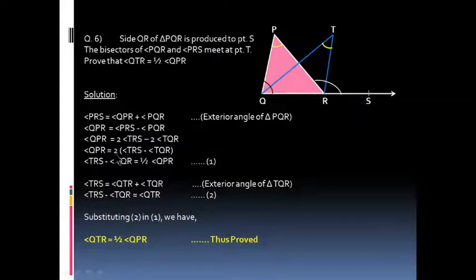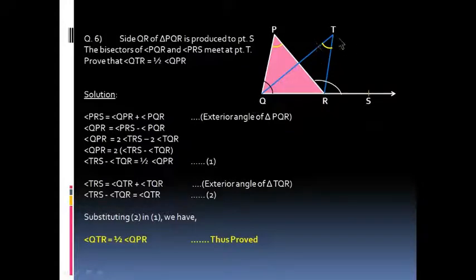So now in the next step, what we have done is we have taken this 2 to the other side of the equation. Now this is 2 multiplied by this whole thing. So when 2 goes this side, it will become divided by 2. It will go to the denominator, which means that on one side this is left, angle TRS minus angle TQR is equal to, on the other side, half of angle QPR. So here, on the RHS, we have one side of the equation that we need to prove. So we are marking this as equation 1.